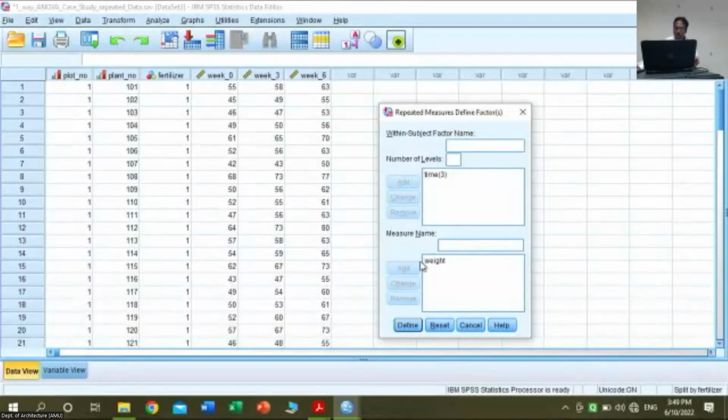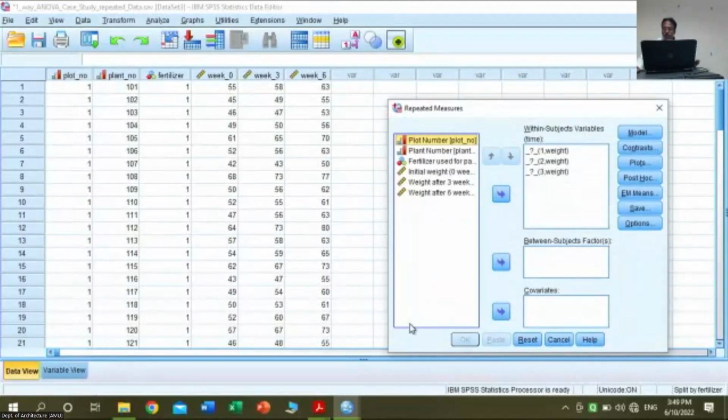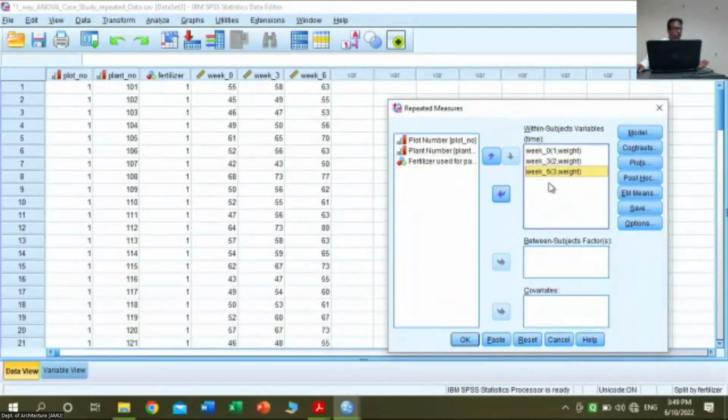Okay. Now define. Weight on the 0 week. Move here, week 0, weight 1. Weight 1 means weight on week 0. After 3 weeks, weight 2, weight after 3 weeks, sorry. And the third one, weight 3, that means weight after 6 weeks.